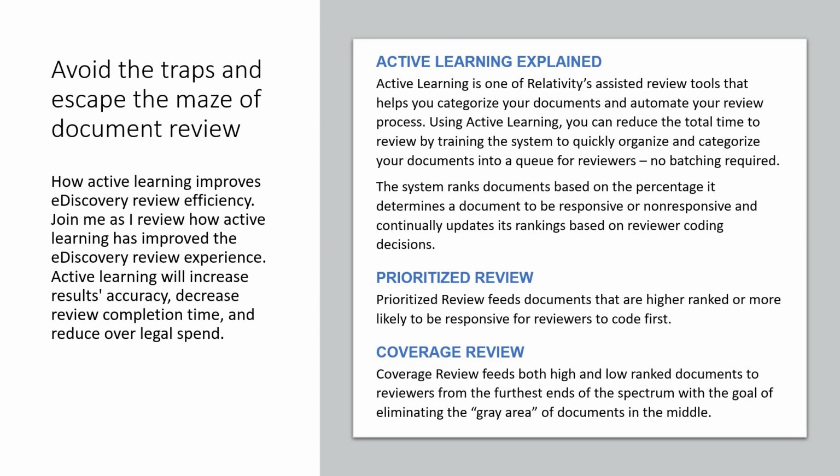To begin, active learning has two different forms. One is the prioritized review. Prioritized review is one of the most popular versions of active learning. And why is this? It is because active review feeds documents directly to the reviewer that are higher ranked or more likely to be responsive for reviewers to code first. So what does this mean? You have to remember in active review, a review team is not using a traditional batch system that we all grew up learning as part of a traditional linear review. And I will display and demo this a little later on.